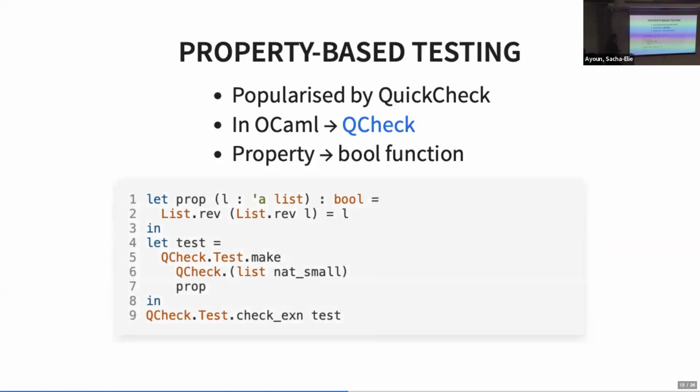And as an example, you can say that list reversal is idempotent. So if you reverse a list twice, what you get back is the original list, right? So that's a function or a property that takes in a list of any kind of type and it returns a Boolean. So that's a property. And what you can then do is you can define a test.